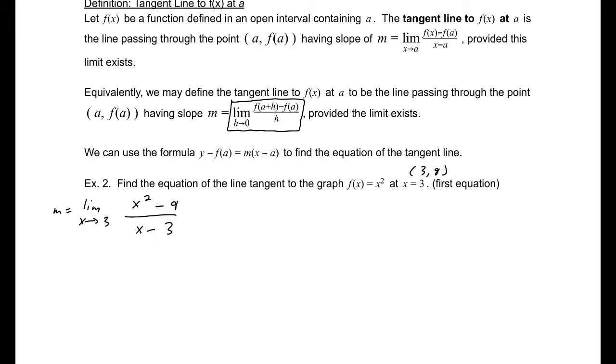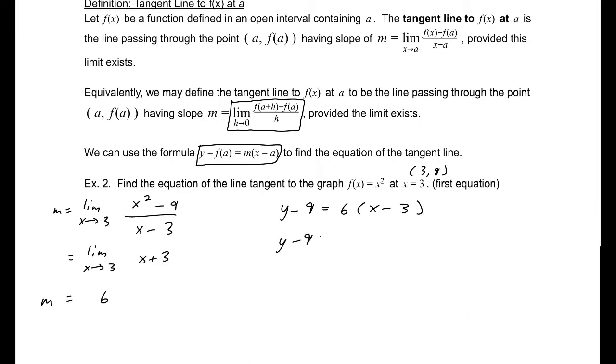All right, well, based on our last chapter, this is going to be the limit as x approaches 3 of x plus 3. That factors and cancels, and so that limit is 6. So our slope is 6. All right, now let's take our point and we'll say y minus y1, or y minus f of a if you're looking at this formula right here. So y minus 9 equals slope times x minus 3. Y minus 9 is 6x minus 18, and adding 9 to both sides, y equals 6x minus 9.